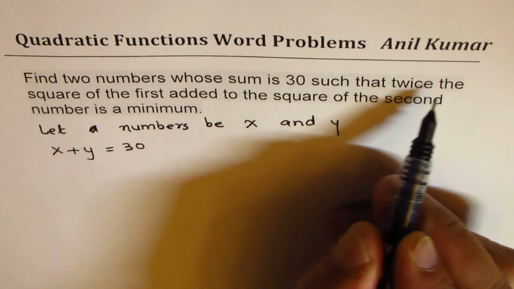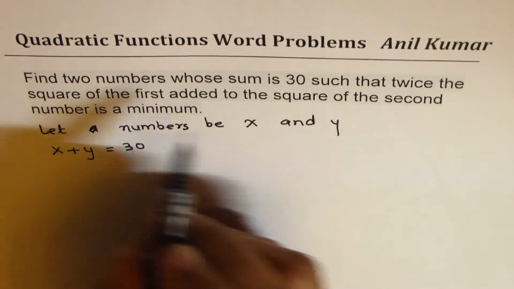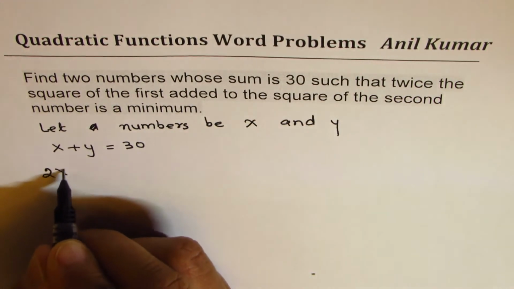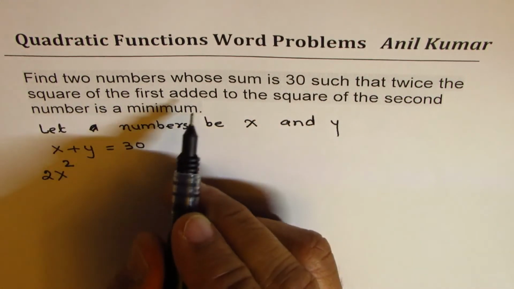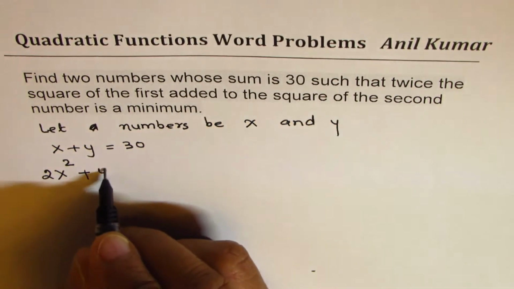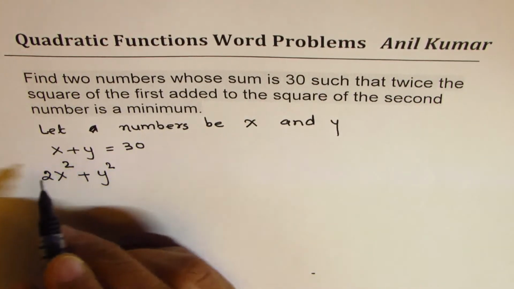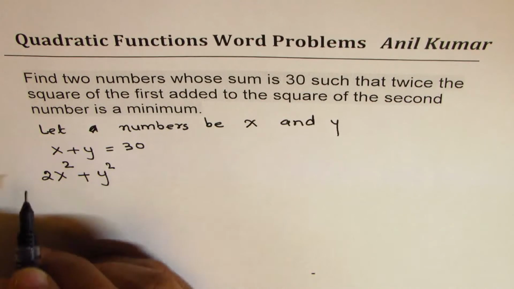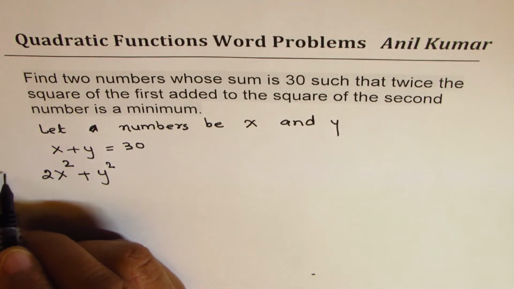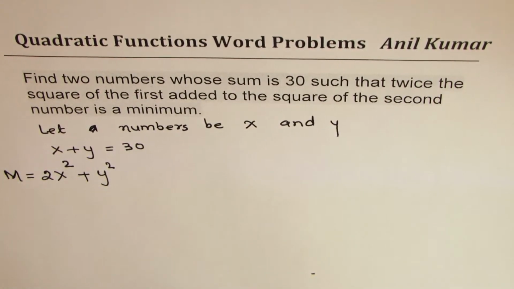Such that twice the square of the first added to the square of the second. That means 2x squared plus y squared is a minimum. So this expression we want a minimum, right? So let's call this expression m. We want to make it minimum.